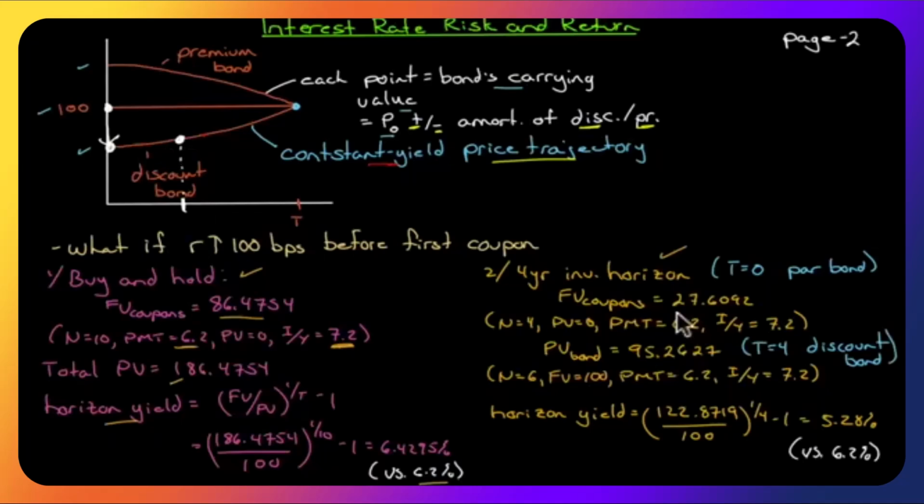Let's find out. Future value of our coupons, 27.6092. Our N is 4 in this case. 6.2 is our payment. 7.2 is our interest rate factor. Present value of the bond, 95.2627. We have a 6-year bond that's left, future value of 100, payment of 6.2, interest rate factor of 7.2. At t equals 4, we have a discount bond. We had a par bond, now we have a discount bond. We're going to get 95.2627. Our total future value, 122.8719, to the power of 1 over 4, because that was our investment horizon, minus 1. Our realized yield, 5.28 versus 6.2.